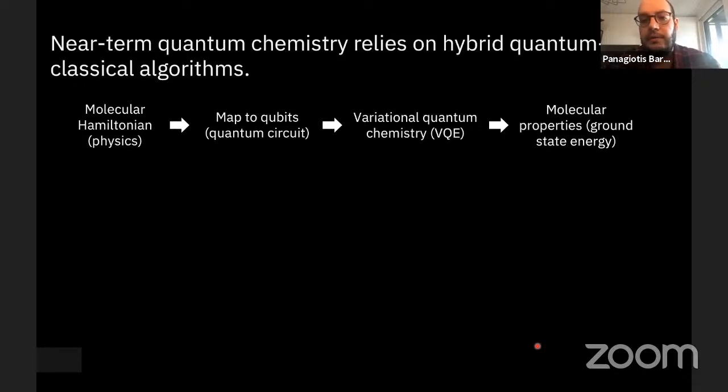Then, when you have your Hamiltonian as a qubit operator that can be measured in a quantum device, you need to generate a variational quantum chemistry algorithm, like the variational quantum eigensolver. Finally, after applying the algorithm, you can measure the molecular properties and the ground state energy of the system.